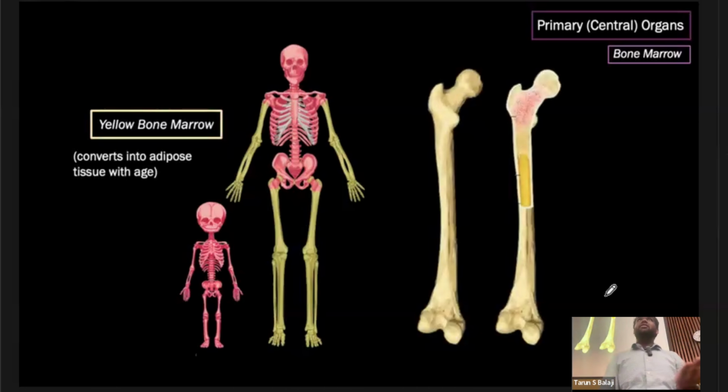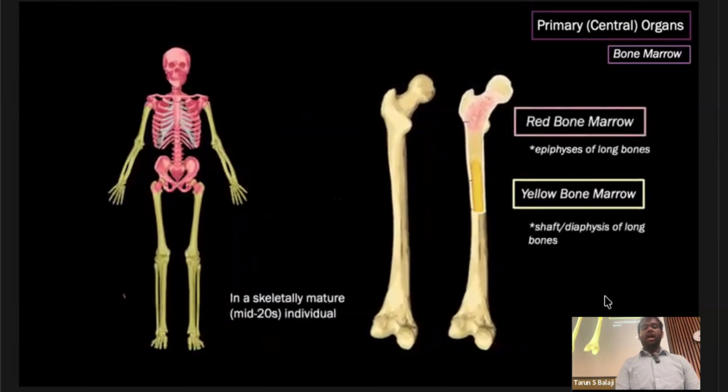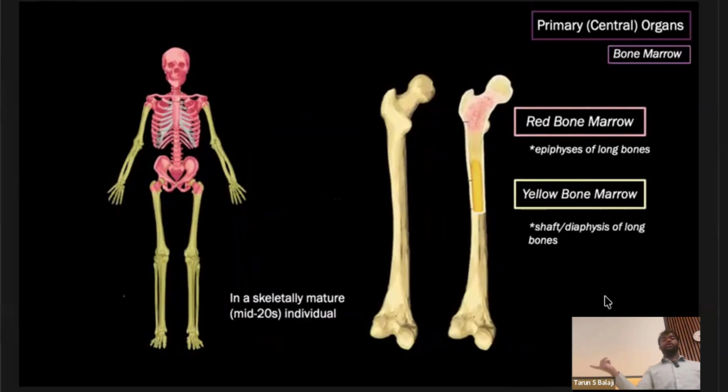This is more latent, and it's basically just a storage site for adipose tissue. When you're a skeletally mature individual, that's to say about 25, so your mid 20s, all of your red bone marrow is going to be clustered in your axial skeleton. So we're thinking within the bone marrow in your cranium, ribs, vertebrae, pelvis, and the proximal ends of your proximal long bones, so the head of your femur, the head of your humerus, etc.